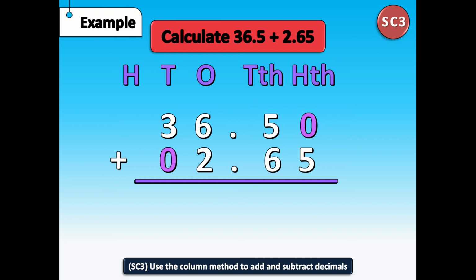So we start with the right hand side, and we can put our decimal point in because we know our decimal points should all line up underneath each other. 0 plus 5 is 5. 5 plus 6 is 11. So we put 1 down and carry the 1 into the ones column. 1 plus 6 plus 2 is 9, and 3 plus 0 is 3. So our answer is 39.15.